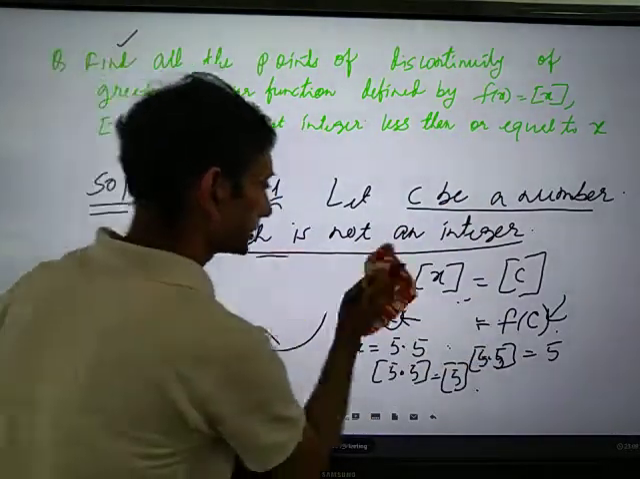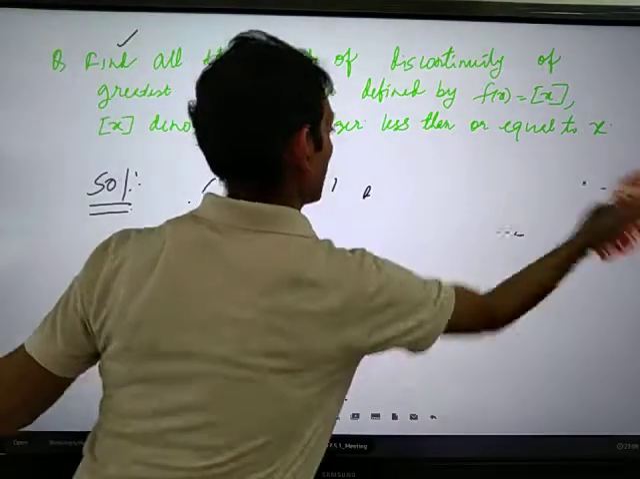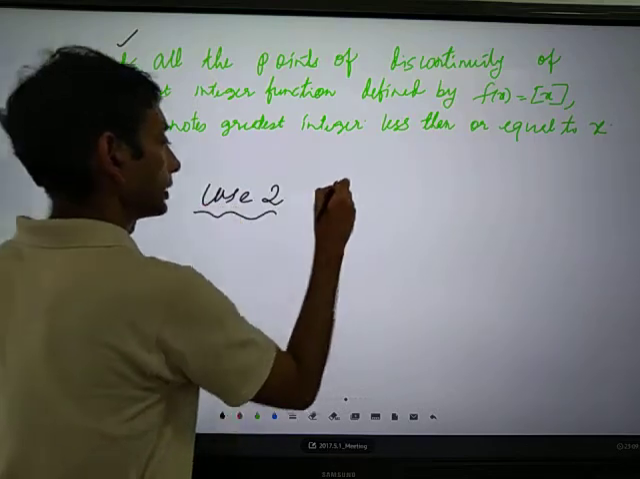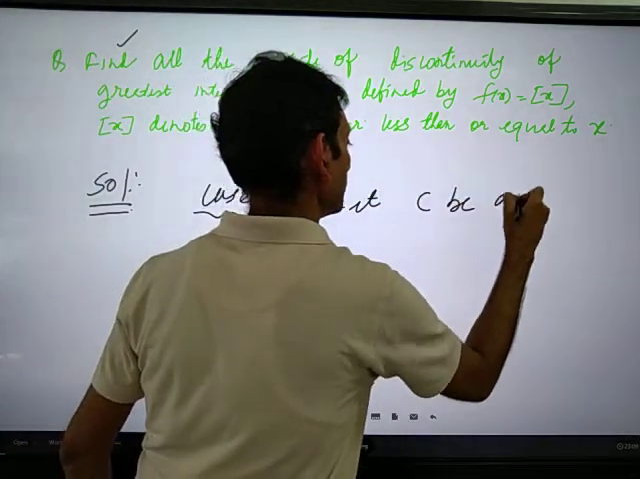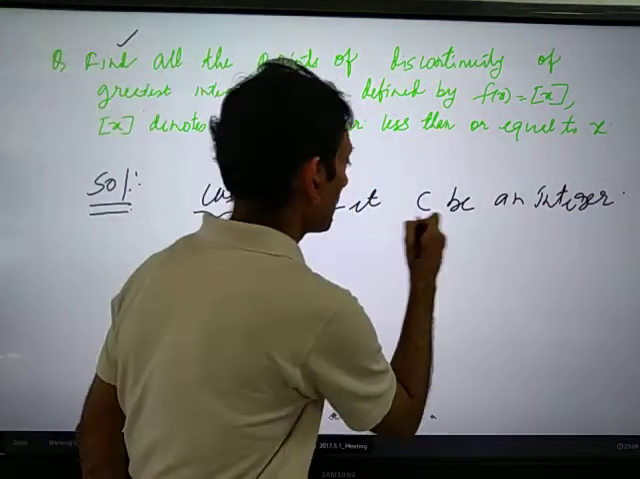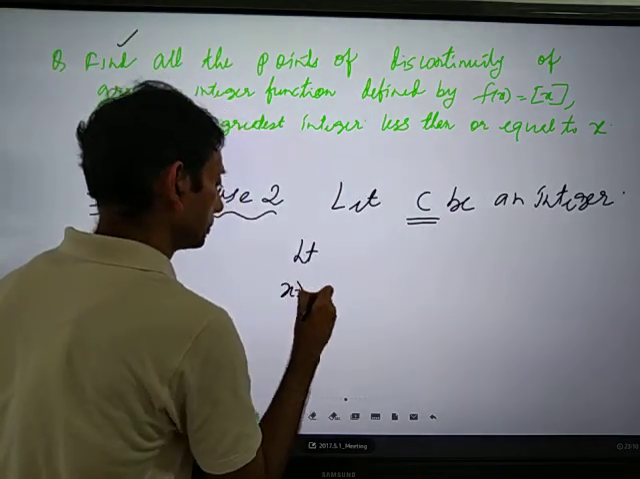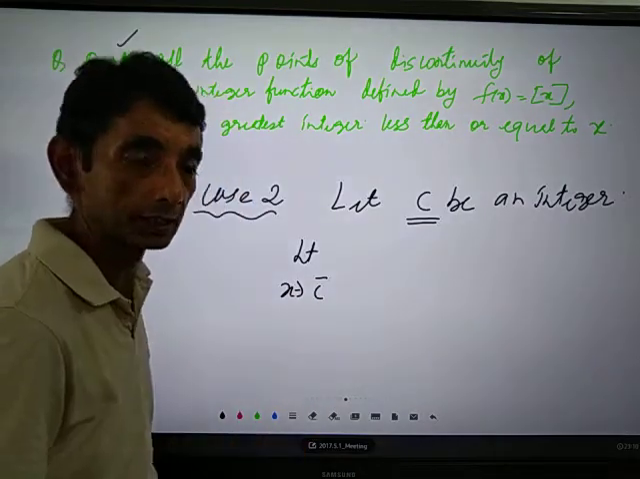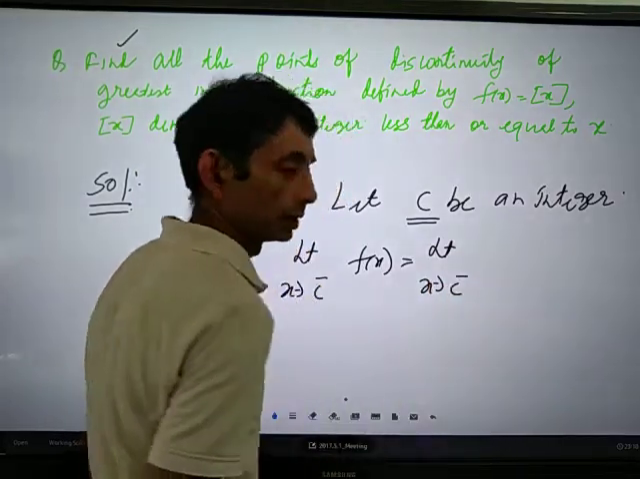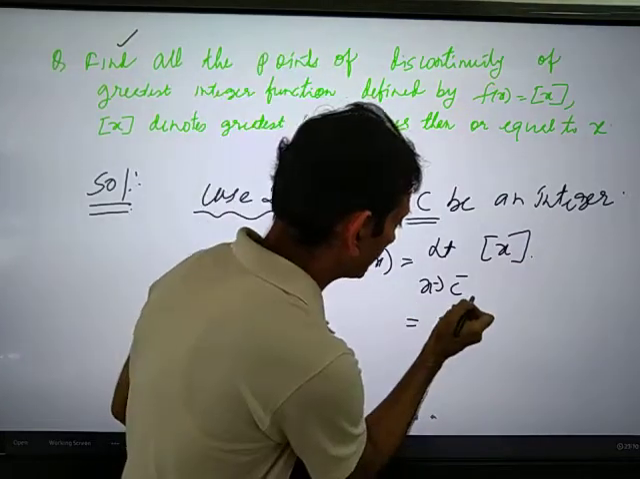Let us go for the other case. We'll take case 2: let c be an integer. Remember this, let c be an integer. Then the limit as x approaches this integer from the left-hand side of f(x), the limit as x approaches c, f(x) will be replaced by this. Now remember this c is an integer.